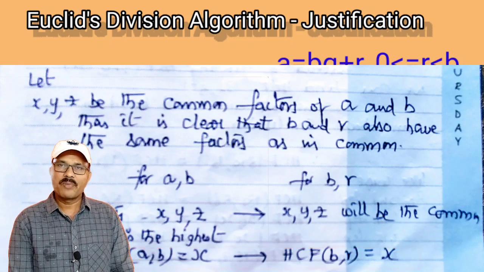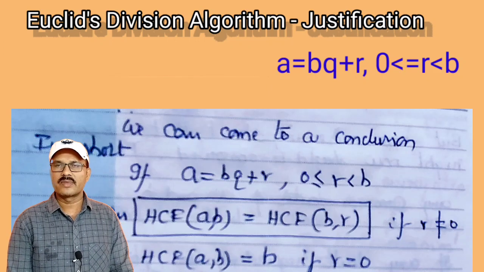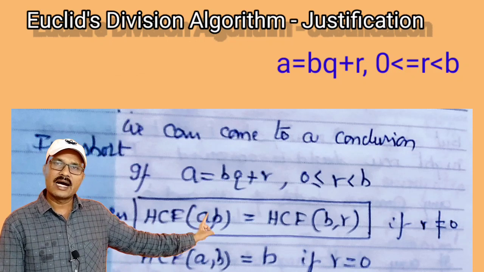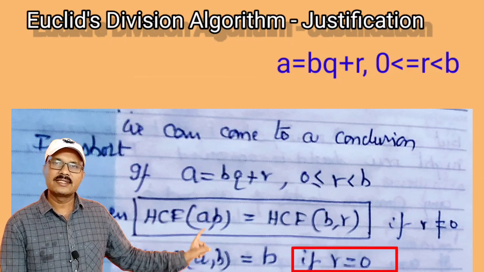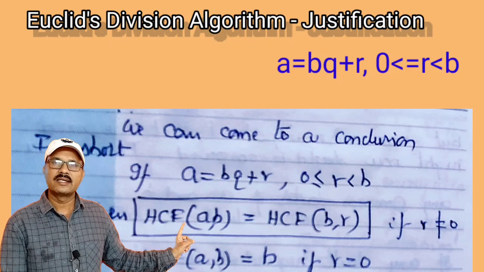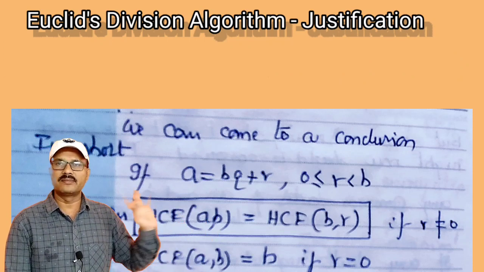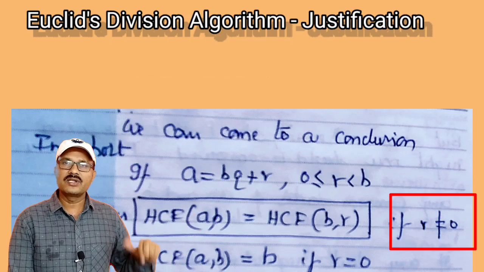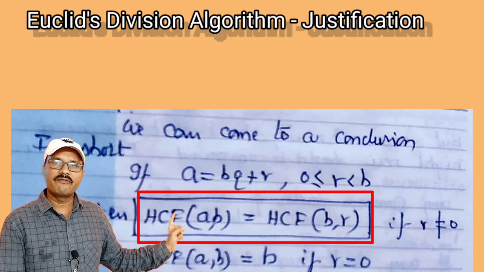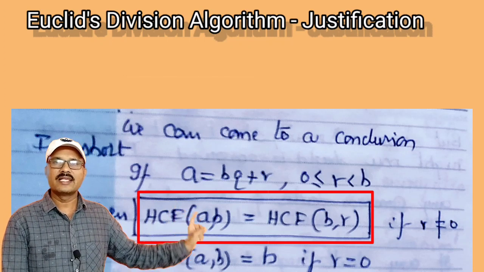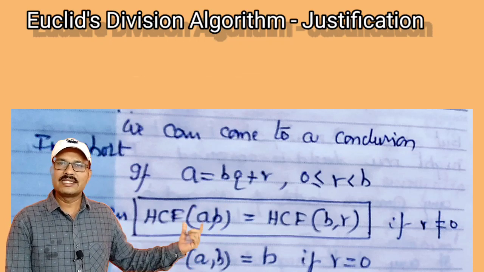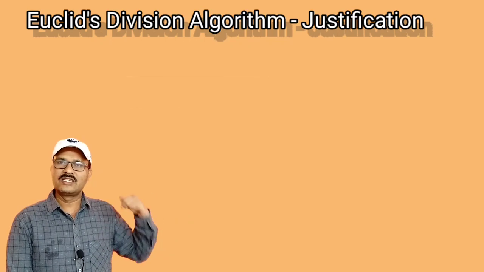In short, by applying Euclid's division lemma, a = bq + r, where 0 ≤ r < b, if r is equal to 0, that means the divisor b is a factor of a. That means the HCF of a and b is equal to b. Right? If r is not equal to 0, then we can say that the HCF of a and b is equal to the HCF of b and r. Now we should use this conclusion in our justification, right?